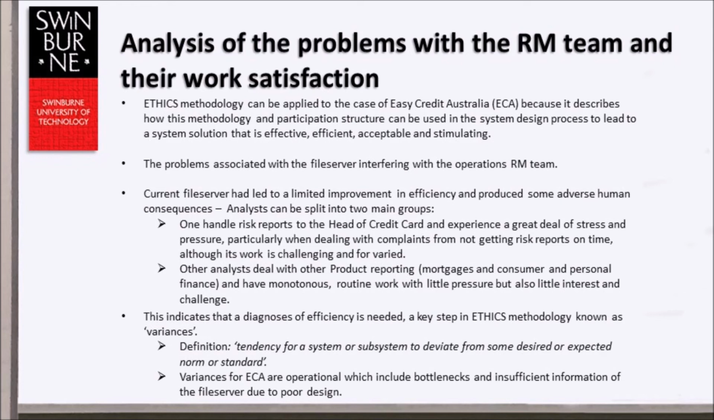This indicates that a diagnosis of efficiency is needed, which is a key step in ETHICS methodology known as variances. The definition of variances is that it's the tendency for a system or subsystem to deviate from some desired or expected norm or standard. Variances in relation to ECA are operational, which includes bottlenecks and insufficient information of the file server due to poor design.